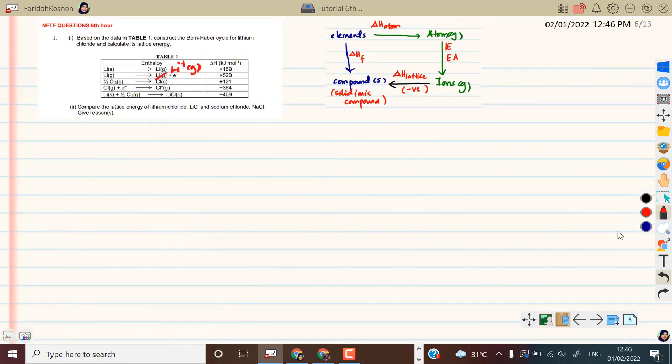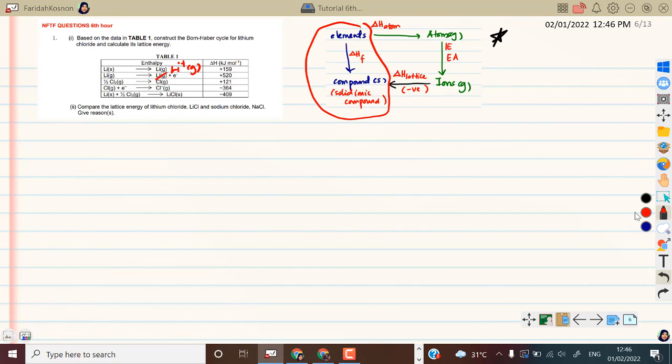Okay, please refer to your question. Alright, and this cycle that I drafted earlier is just as a basis. Okay, so how are you going to construct the simple Born-Haber cycle? I will start first with the thermochemical equation. We will first write the thermochemical equation that shows the enthalpy of formation.